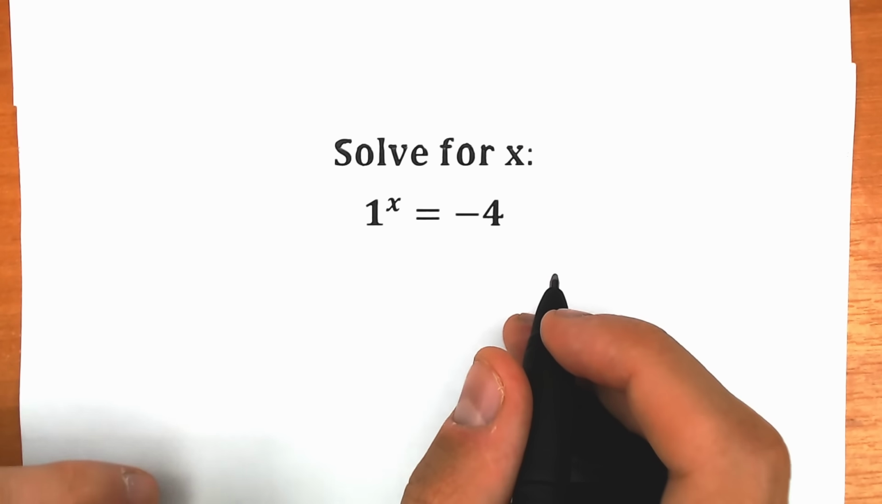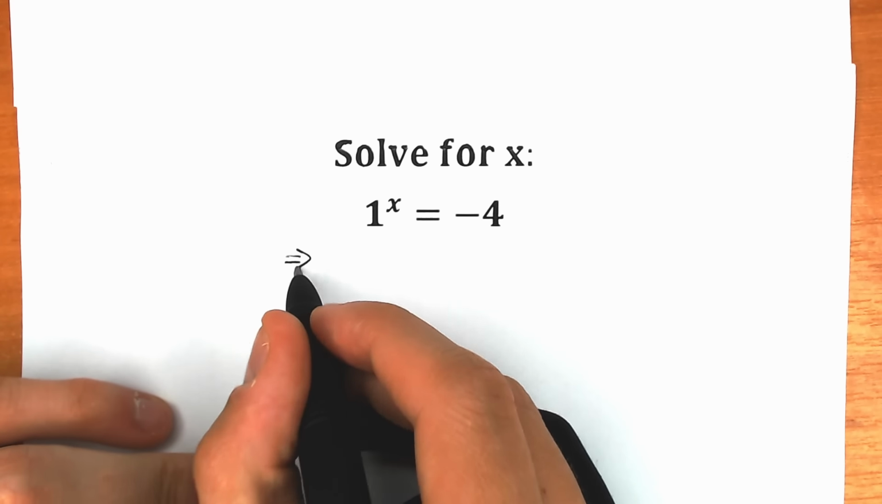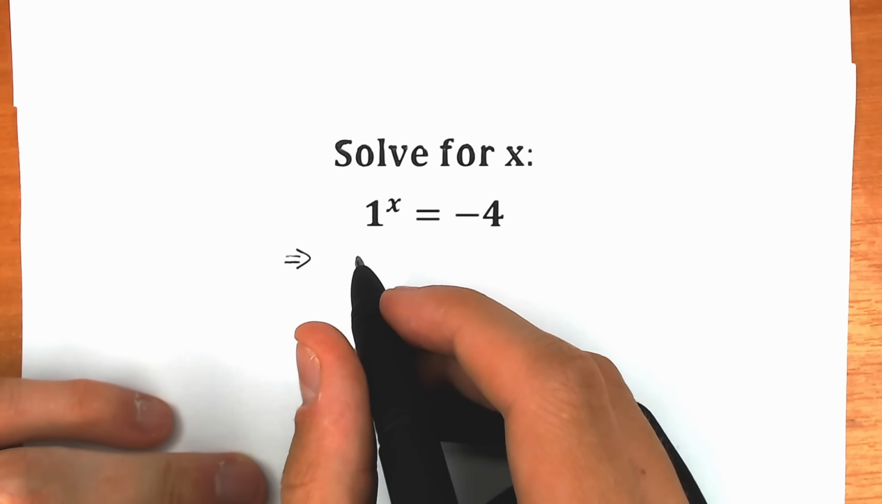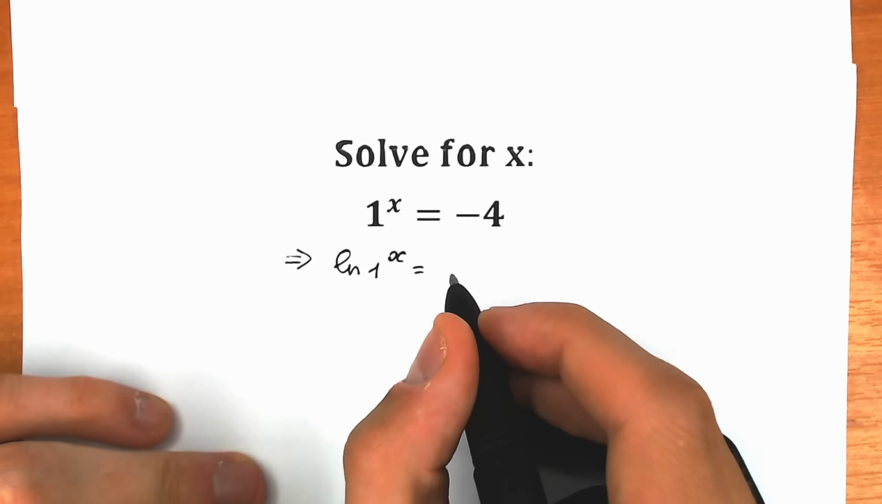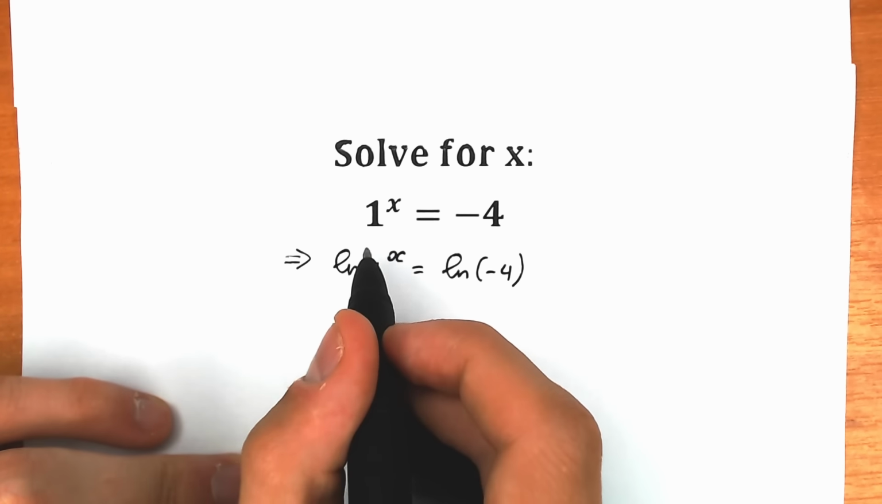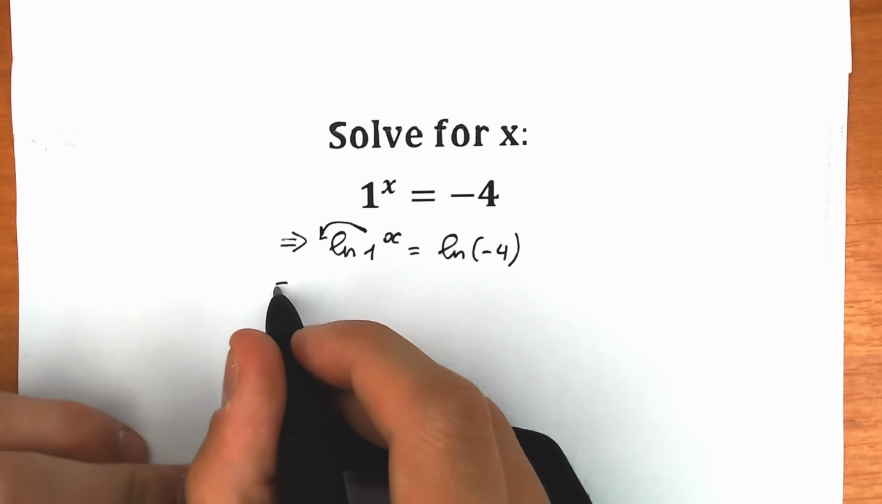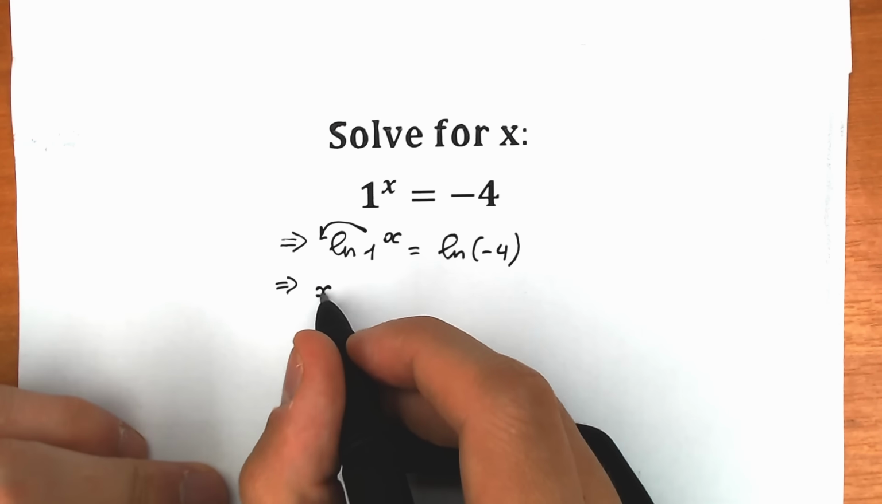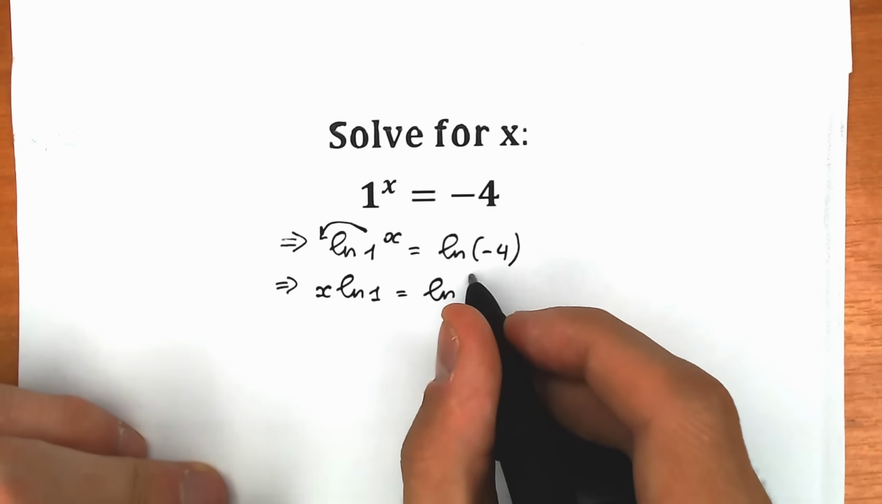In terms of maths, we can solve this challenge like that. When we study at school, we can easily apply natural log on both sides, so we have natural log of 1 to the power x equal to natural log of minus 4. And right now, x will come down right here, because according to the main log property, we will have x times natural log 1 equal to natural log minus 4.